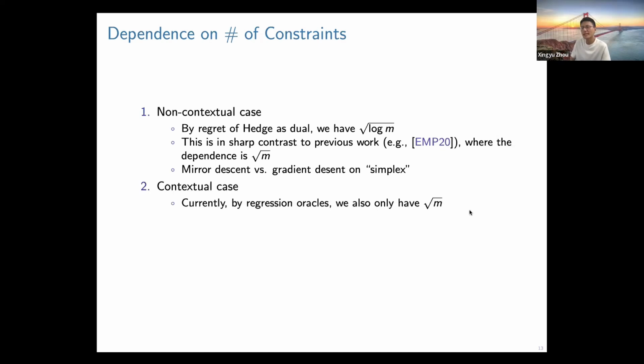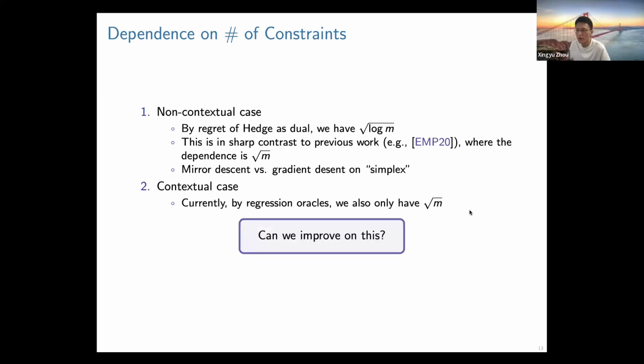So the second case is the contextual case, right? Currently, we do not have a sharper rate. We also have this kind of square root n. So it's kind of open, right? Can we improve on this? For the contextual case, can we achieve log? I think we have made some preliminary results for some specific cases. If your reward function is linear, we do think we can achieve log. But for general cases, we do not have any results.